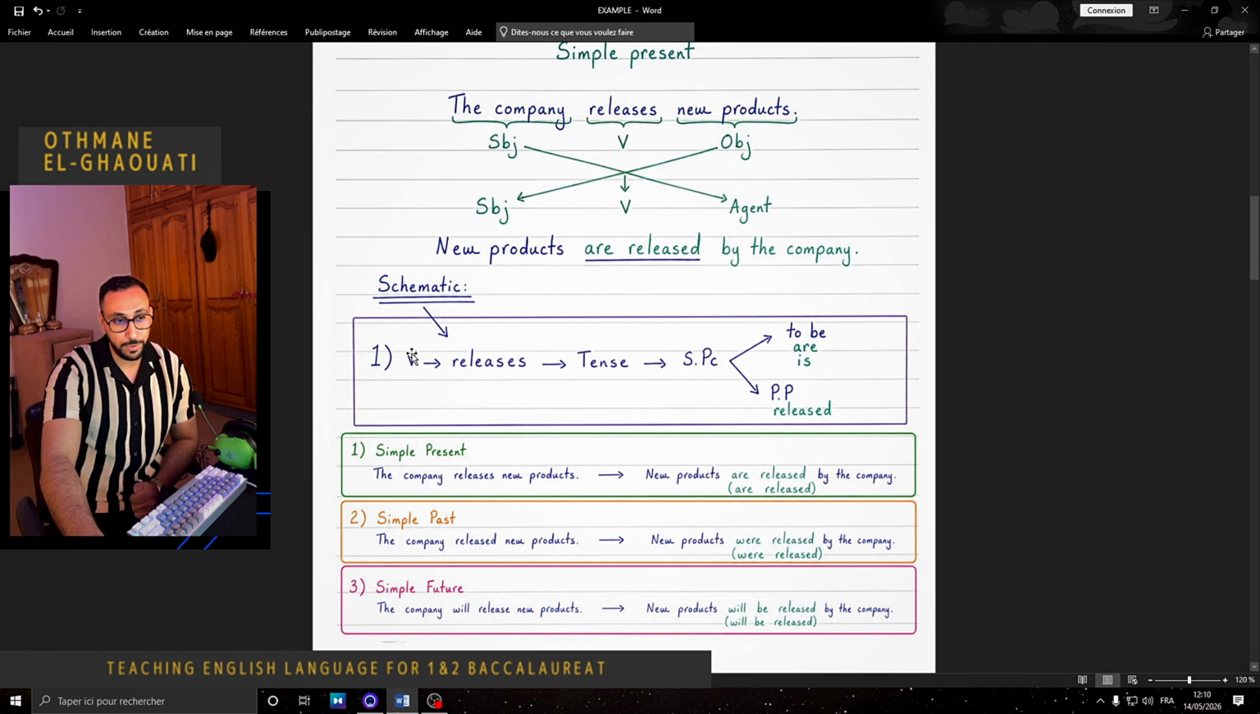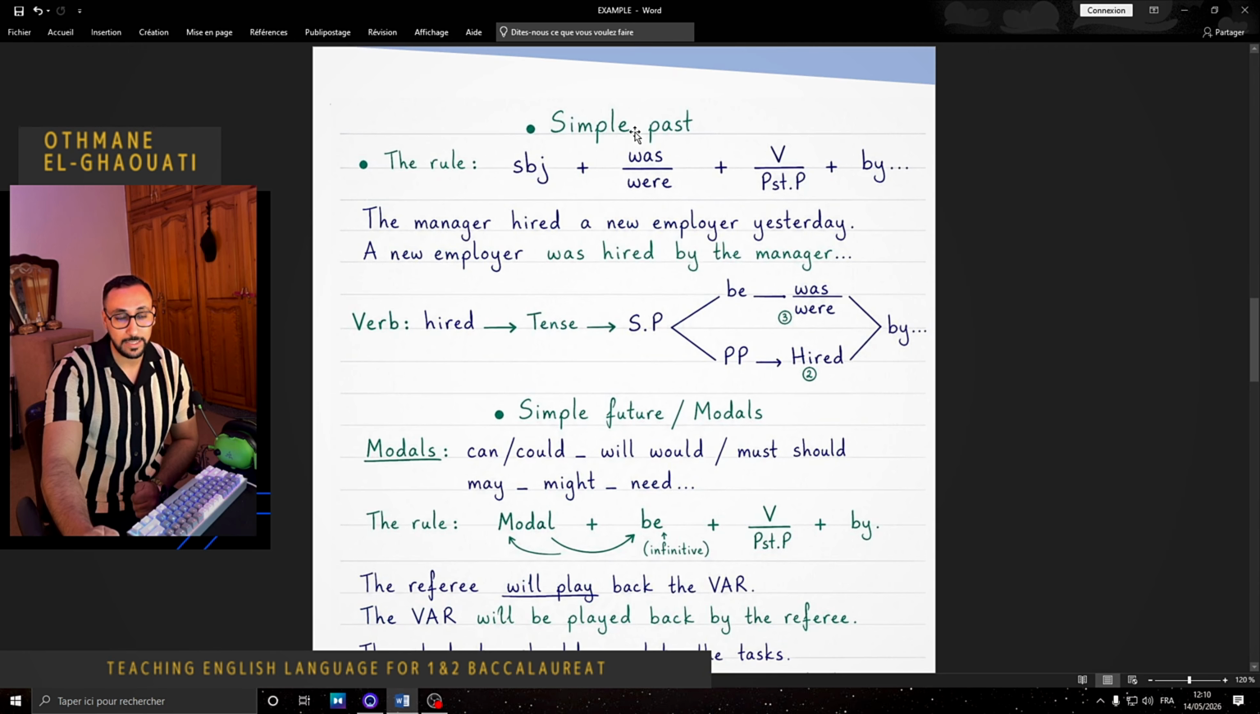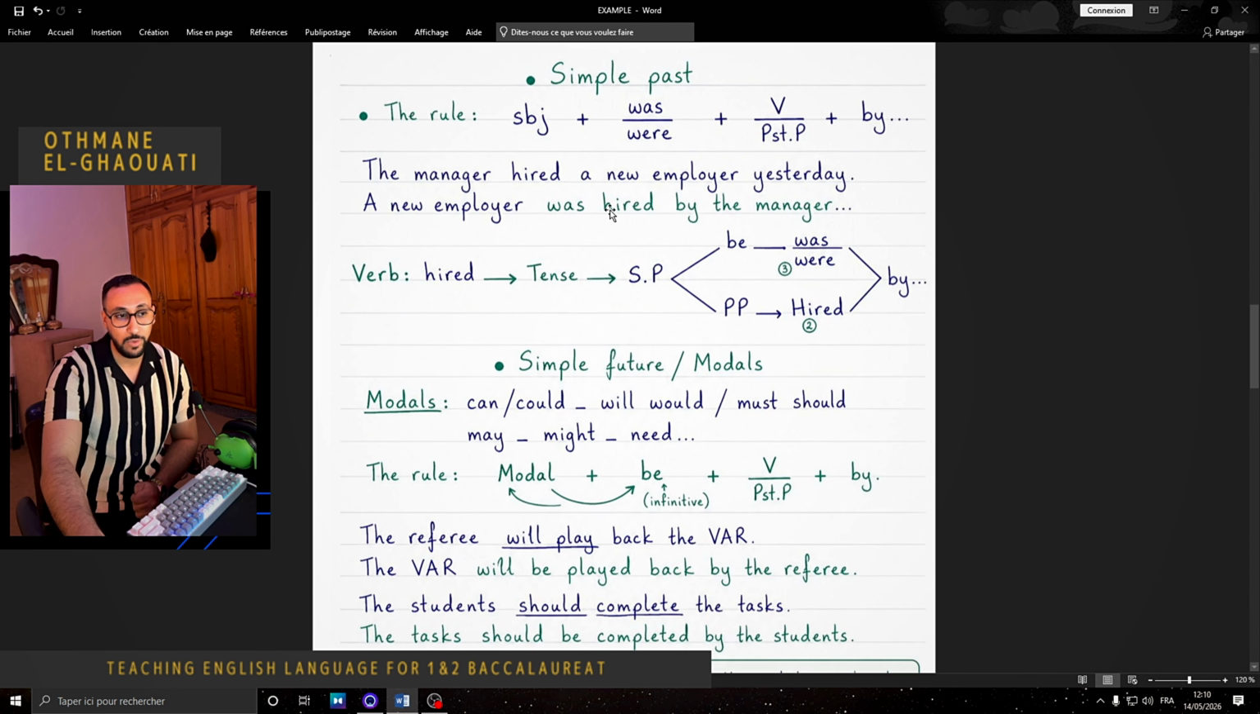We have here the verb. You have to find the verb, and then write the verb, which is releases. Then find the tense of that verb, which is simple present. In simple present, you need to be in simple present, and then you need the past participle of the verb you found in the beginning. Then put by and add the agent. Now about the simple past. Same thing. We have the rule: subject, plus was and were, plus the past participle of the verb and the agent.